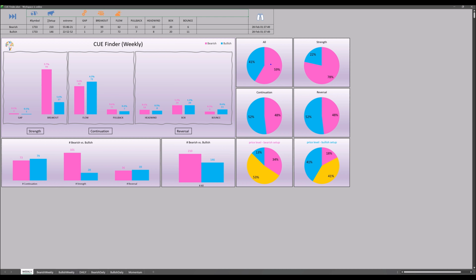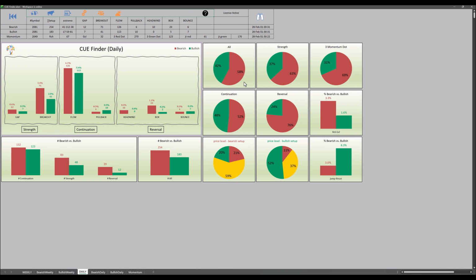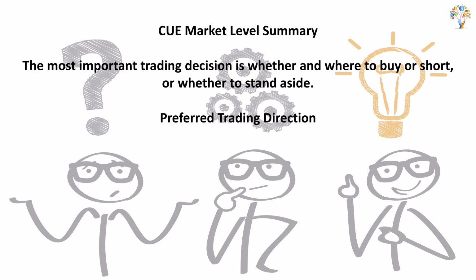Weekly technical breadth. Overall, it is bearish. That allows shorting. Daily technical breadth. This is also overall bearish and bearish across all the categories, including momentum. That allows shorting. Based on the analysis of the 5 dimensions, we are now ready to arrive at the most important trading decision.